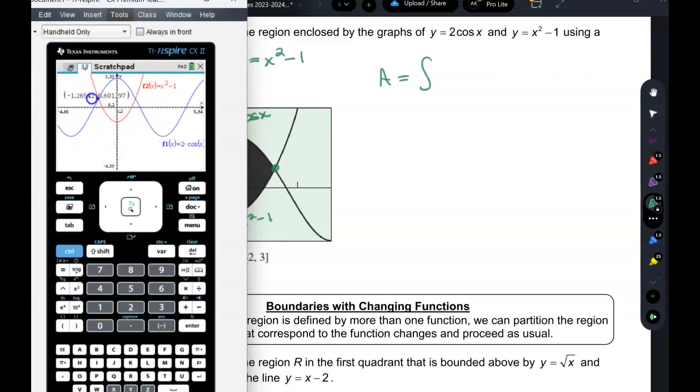Okay, so do you see this intersection here, -1.265? Here's what I want you to do. I want you to click on the x coordinate. I want to store this as a variable though. So we're going to press control variable.